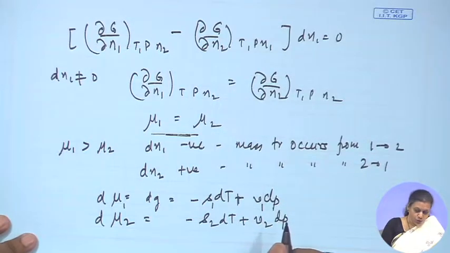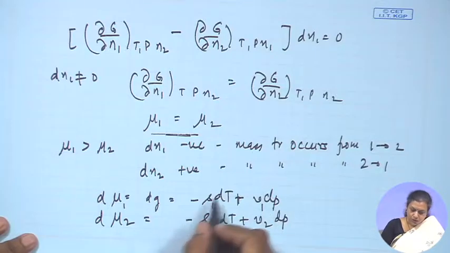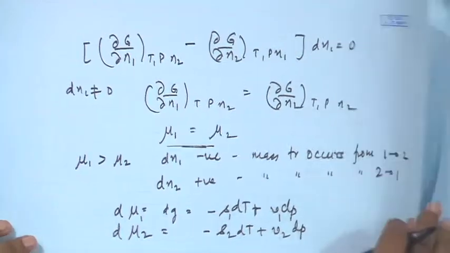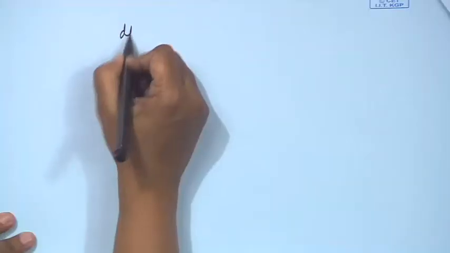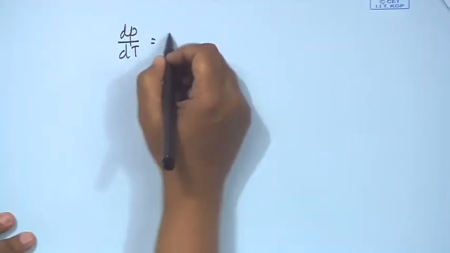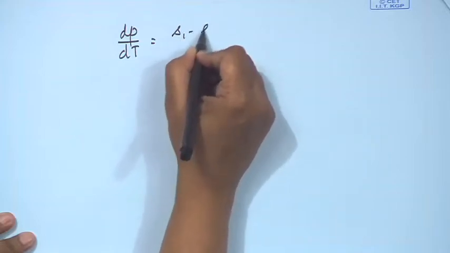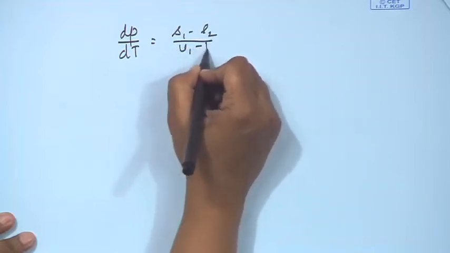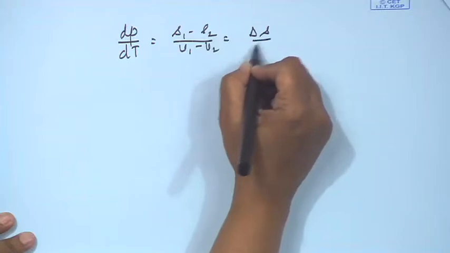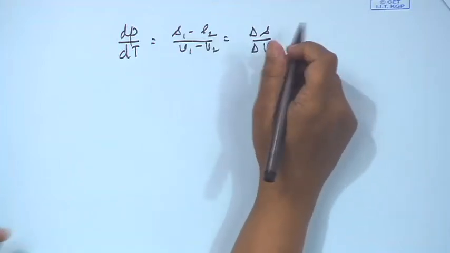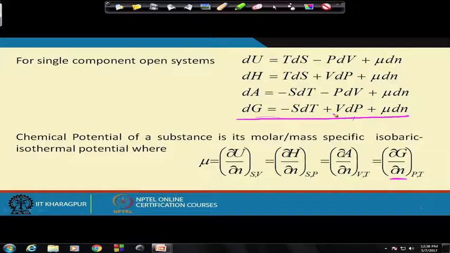Now what do we know? We know that d mu 1 should be equal to d mu 2. So for the two phases this should be equal to this, and from there we get the famous Clapeyron equation, which can be derived as dP/dT equals (s1 minus s2) by (v1 minus v2). In other words, it is delta S by delta V, which is nothing but the ratio of the entropy of transition to the volume change of transition.